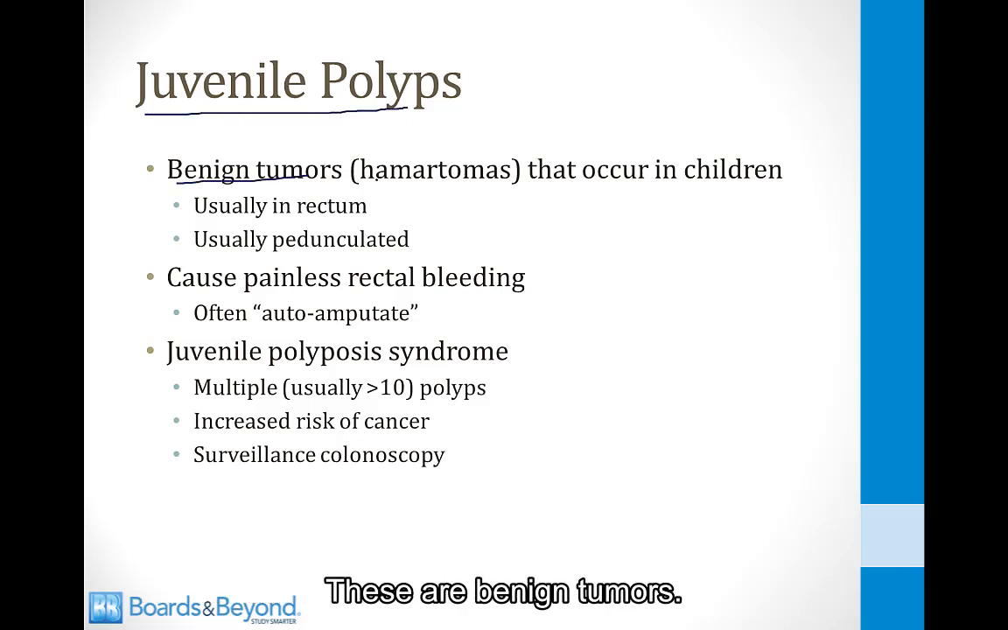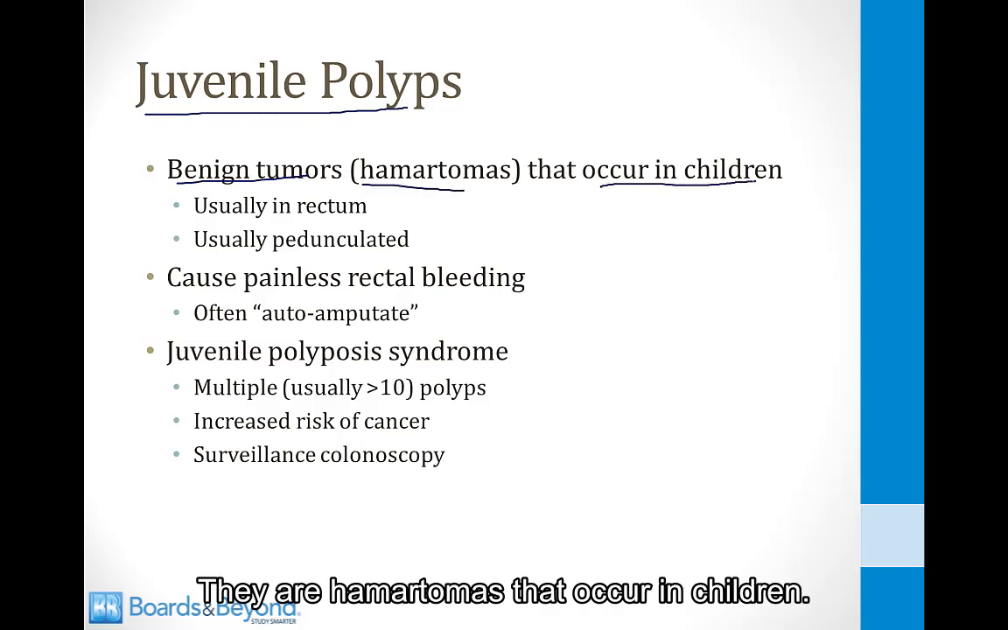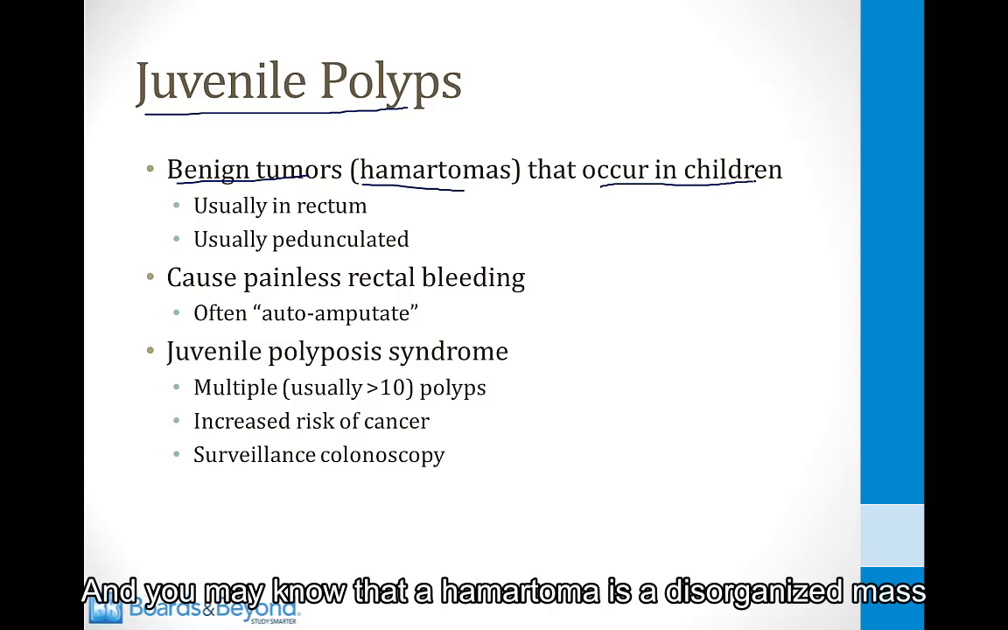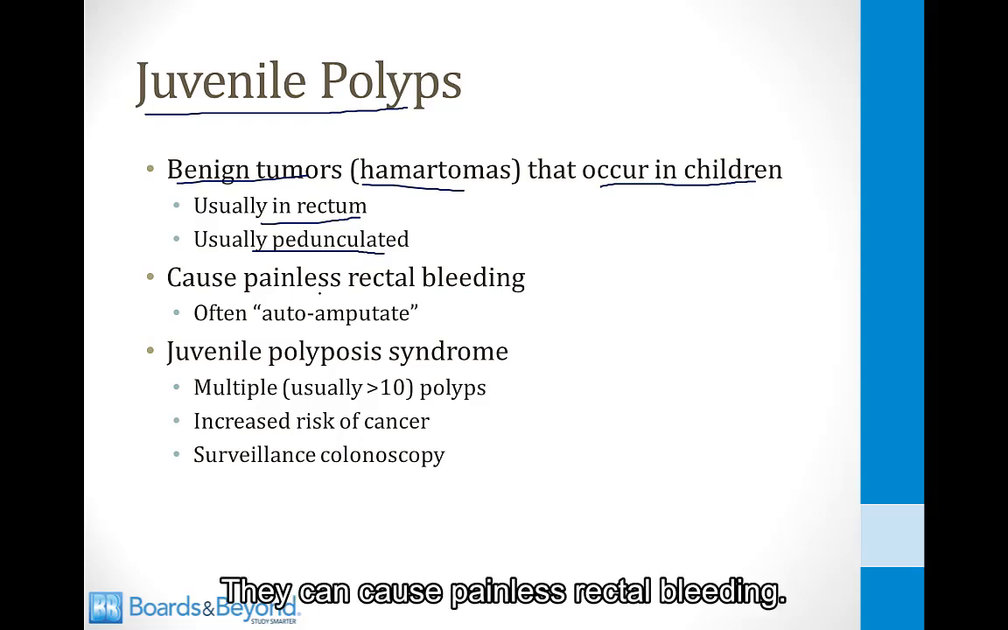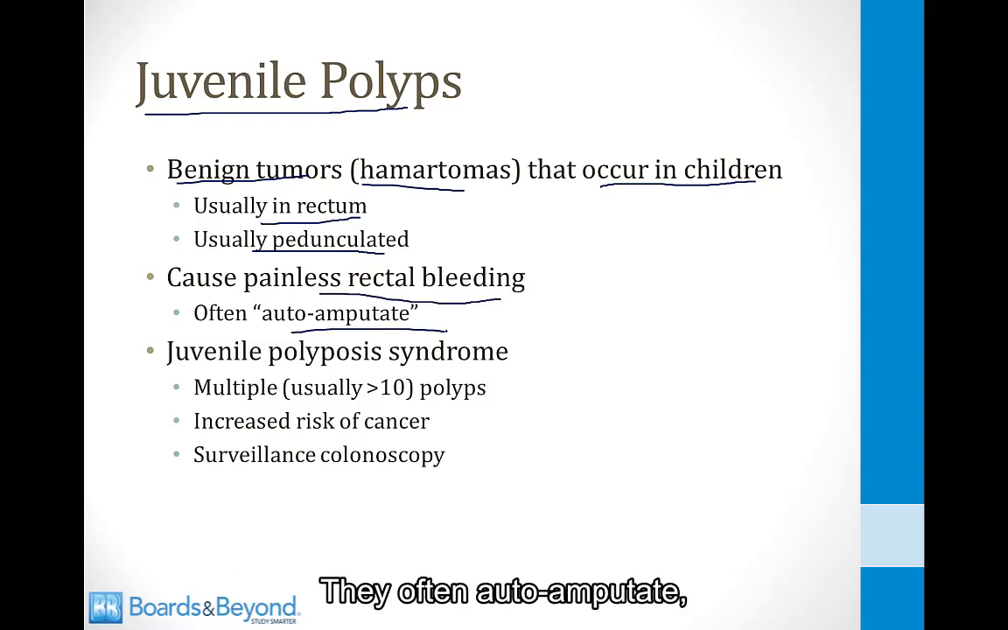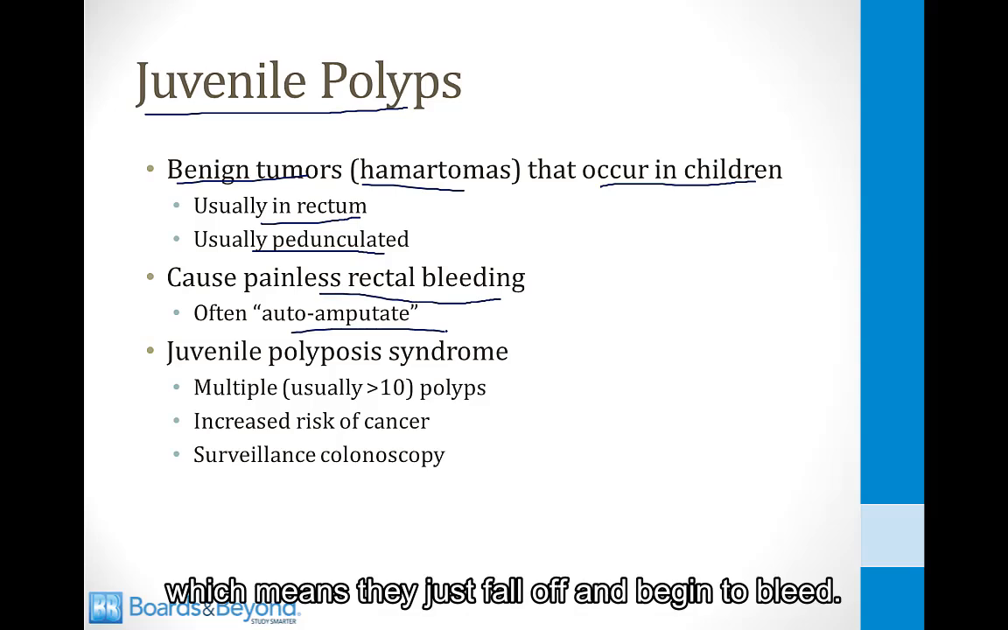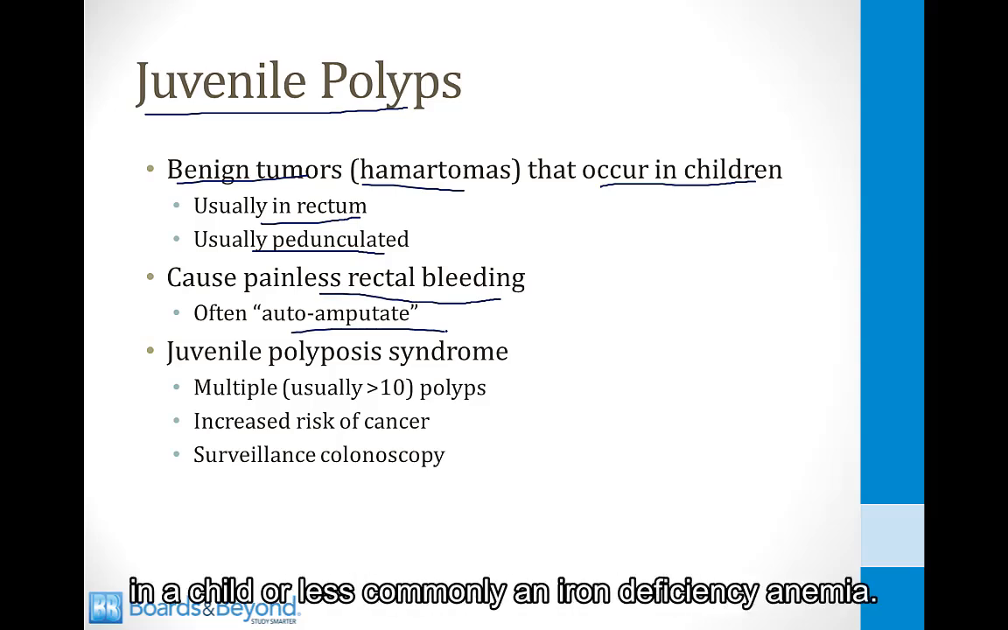These are benign tumors. They are hamartomas that occur in children. And you may know that a hamartoma is a disorganized mass of normal tissue elements, so there's no dysplasia occurring. They usually develop in the rectum and they are usually pedunculated. They can cause painless rectal bleeding. They often auto-amputate, which means they just fall off and begin to bleed, and this can present as bleeding in a child or less commonly an iron deficiency anemia.